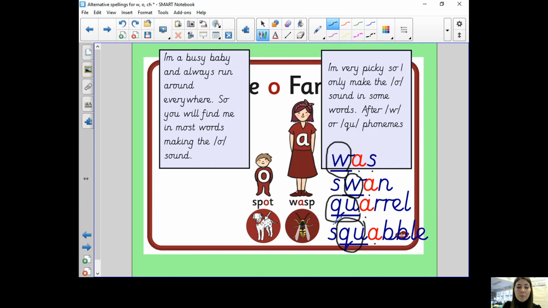Let's sound talk it together. S, qu, o, b, b, l, e, squabble. So mummy o is super picky, and we will see her representing the o sound with a letter A after we hear a w or a qu sound.